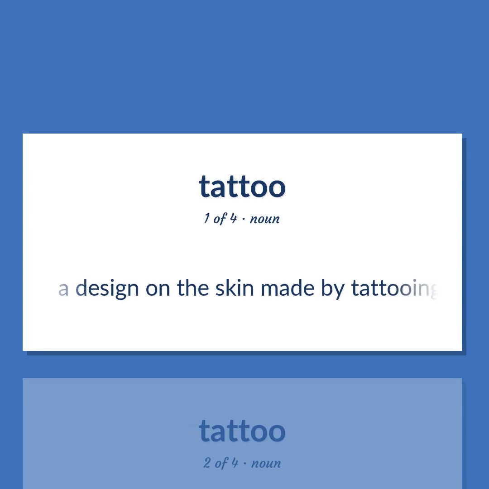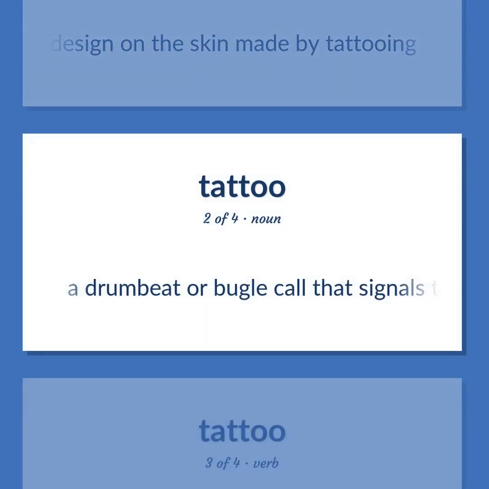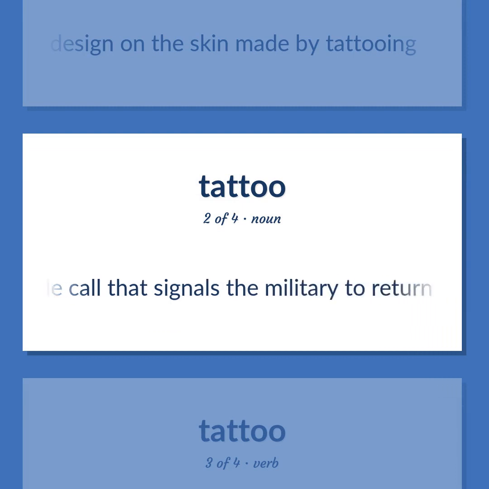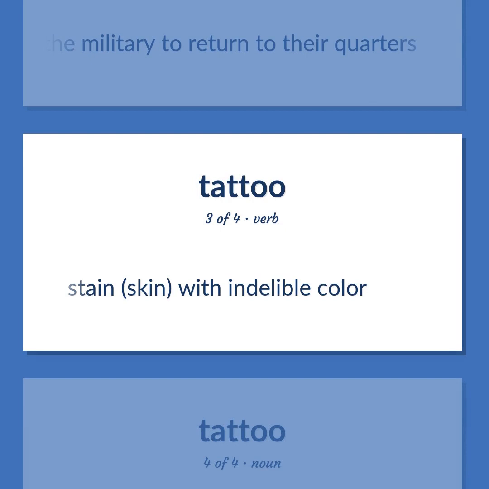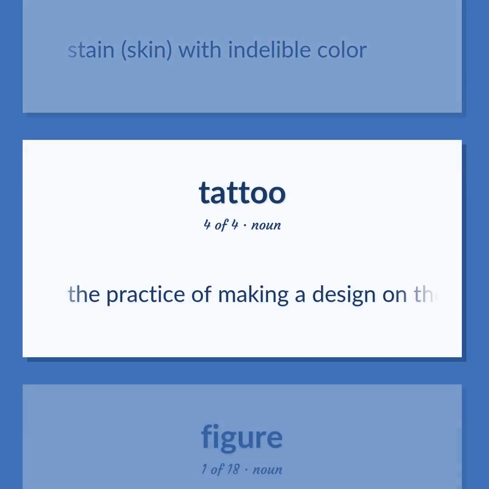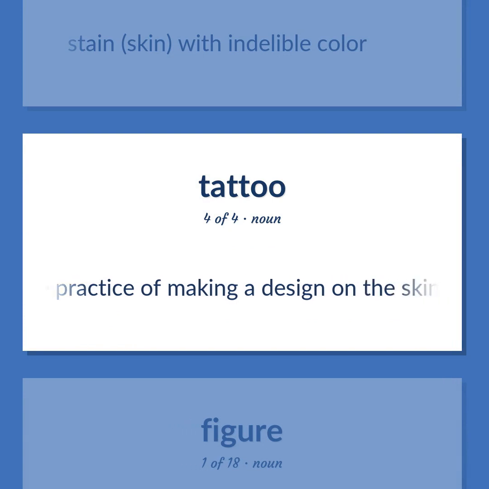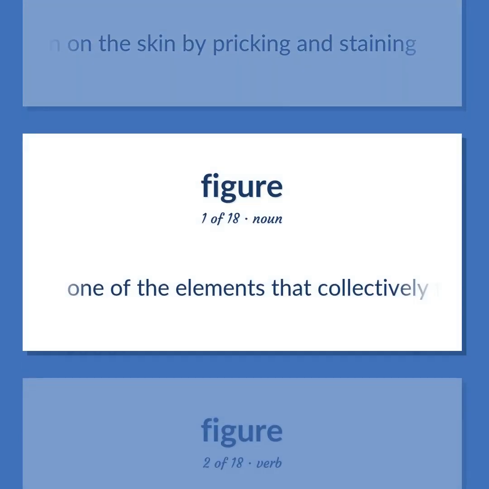A design on the skin made by tattooing. A drumbeat or bugle call that signals the military to return to their quarters. Stain, skin, with indelible color. The practice of making a design on the skin by pricking and staining. One of the elements that collectively form a system of numeration.